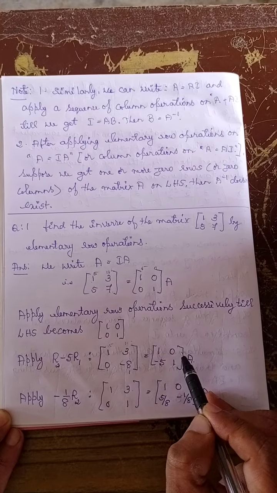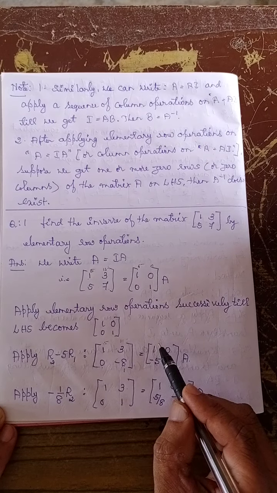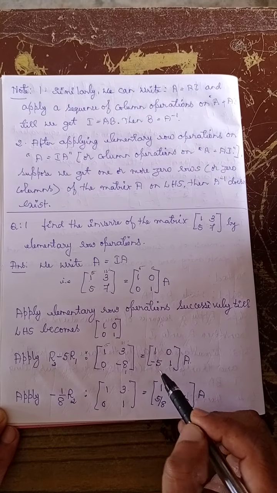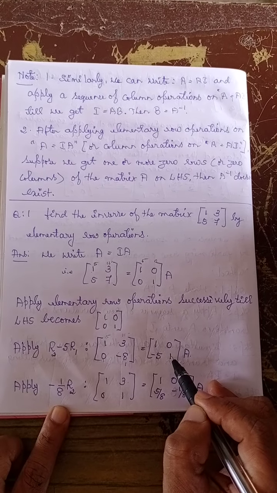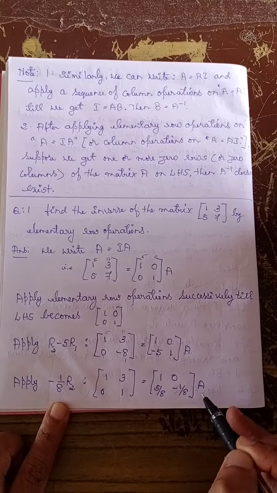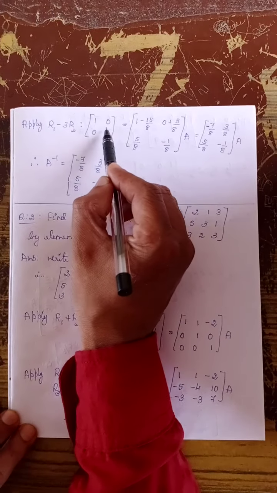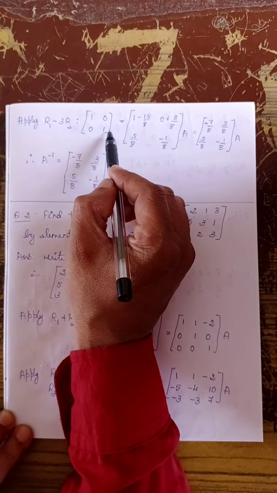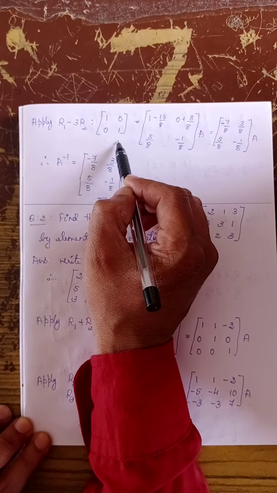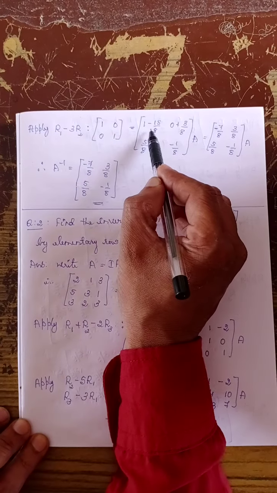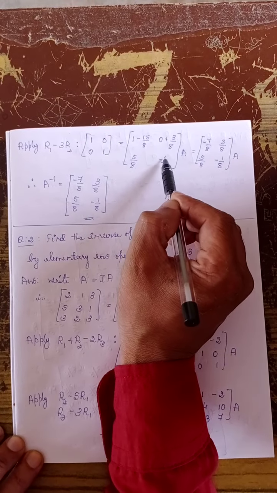The first row remains the same, then row 2 minus 5 R1, that is, minus 5 into minus 1 by 8 is 5 by 8, and here minus 1 into minus 1 by 8 is minus 1 by 8, into A. Now we apply row 1 minus 3 R2, so that on the left hand side the given matrix A is completely converted into the identity matrix 1, 0, 0, 1. That is equal to 1 minus 15 by 8, 0 plus 3 by 8, 5 by 8 and minus 1 by 8.